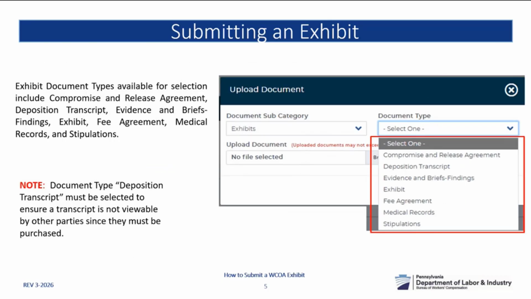Available document types in the Upload Document window include Compromise and Release Agreement, Deposition Transcript, Evidence and Briefs Findings, Exhibit, Fee Agreement, Medical Records, and Stipulations. Please note that when uploading a deposition transcript, the correct document type must be chosen to ensure that other parties cannot view the transcript without purchasing it from the transcriptionist.